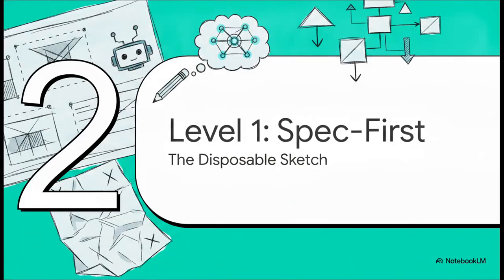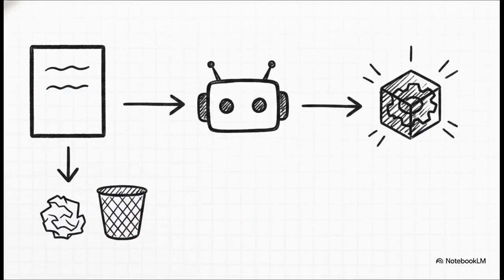Which brings us right to Section 2, Level 1, Spec-First, also known as the Disposable Sketch. Spec-First is absolutely the easiest and most common way to use this framework. Here's how it works. You write a specification to guide the AI, it implements it perfectly, and then you just throw the spec away. It just becomes a historical record.